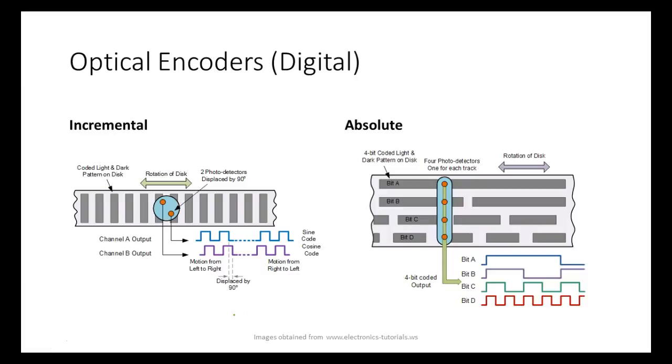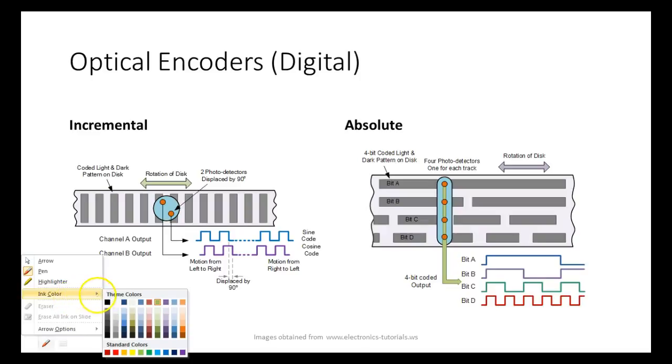These are optical encoders. We have two types of optical encoders. We have the incremental encoders. We got an absolute encoder. We all see the difference. So what would happen on this one, if we started out with zero, this would give us a binary count.